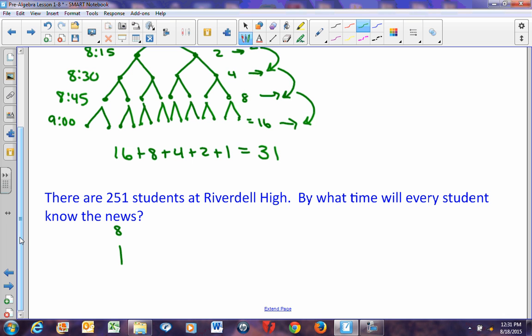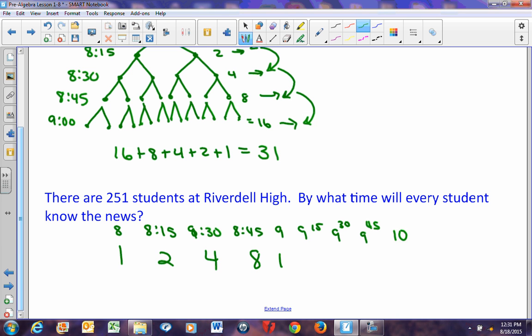So at 8 a.m., one person is going to use it. 8:15, 8:30, 8:45, 9, 9:15, 9:30, 9:45, 10. Okay, and we keep going. So at 8 a.m., one person knew it. 8:15, 2. 2 times 2 is 4. 4 times 2 is 8. 8 times 2 is 16 new people knew it.